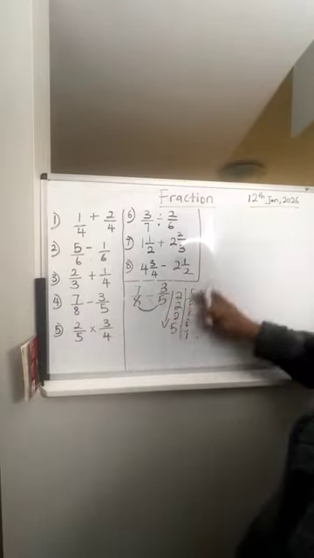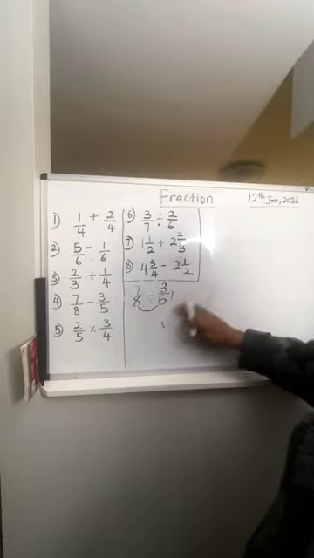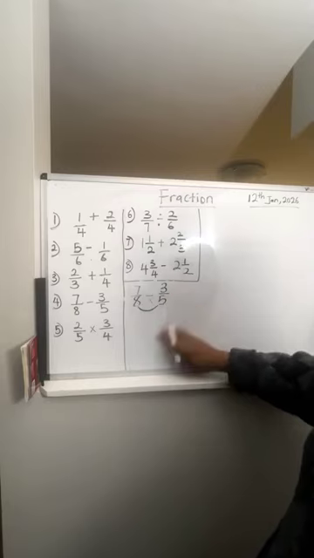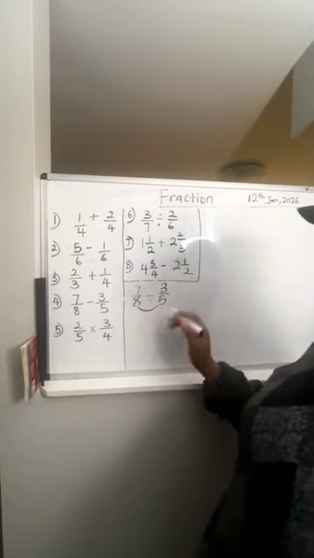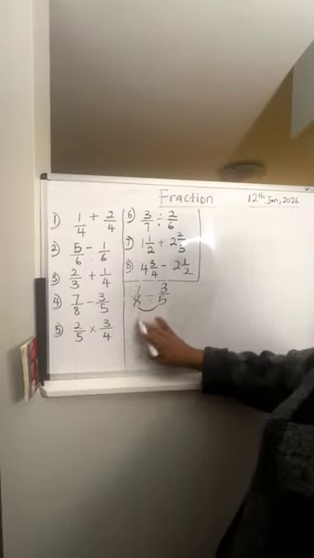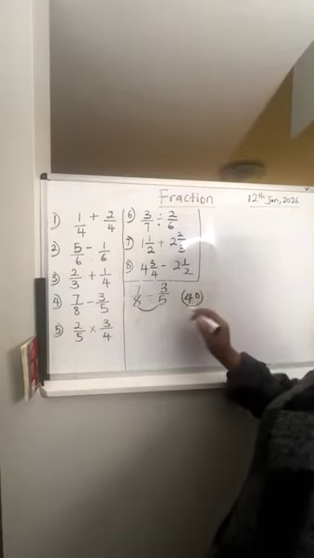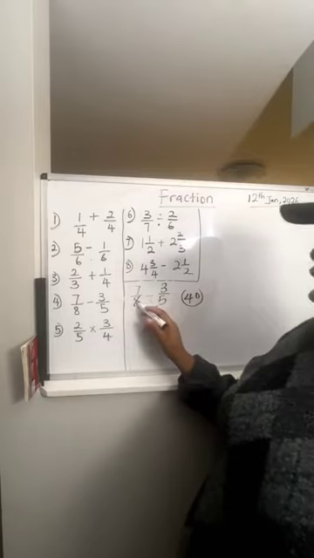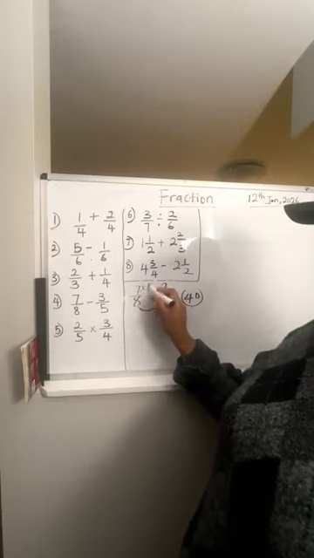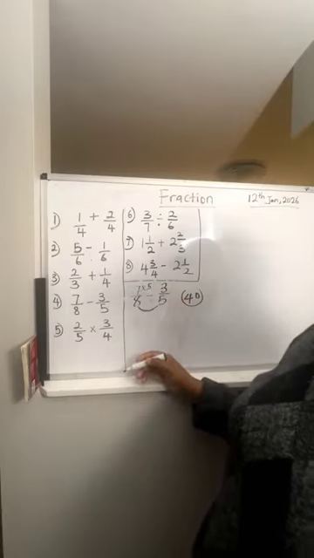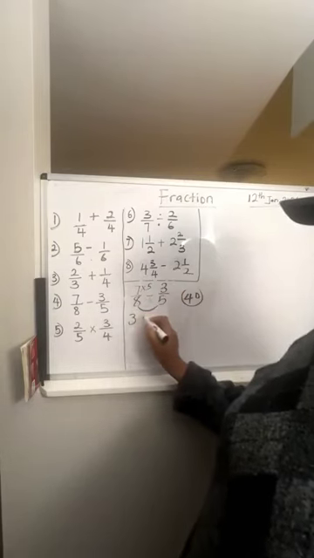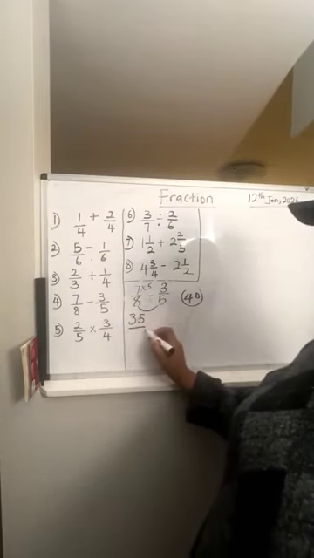Now, let's go. What we are doing here is 7, we are using 40. 40 divided by 8 will give you 5. 7 times 5 will give you 35. Sorry, 35 over 40.